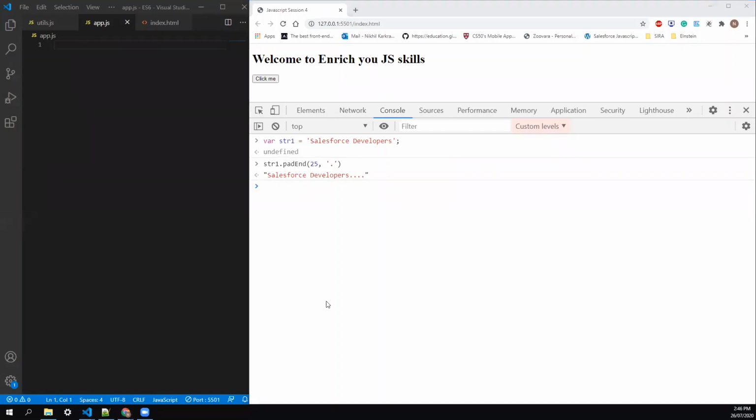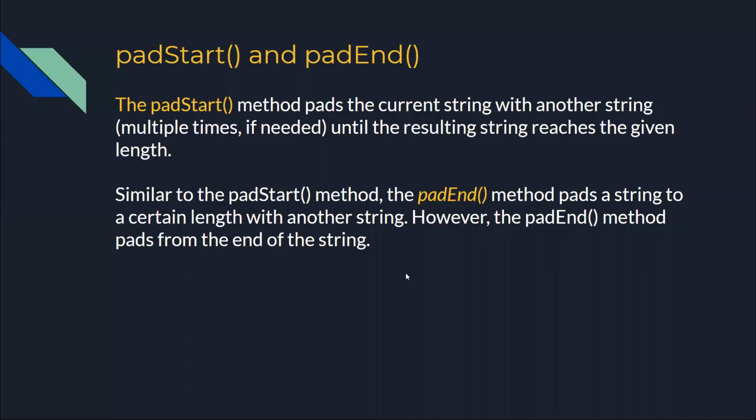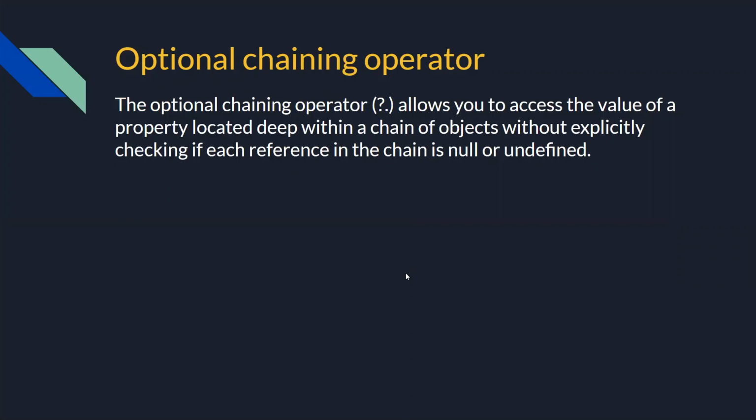So let's move on to our next topic, which is the optional chaining operator. The optional chaining operator allows you to access the value of a property located deep within a chain of objects without explicitly checking if each reference in the chain is null or undefined. Let's go and see what it means. It's very recently introduced, I guess in January 2020 only this operator got launched. And I'm not sure whether Salesforce supports this or not. So from the JavaScript point of view, we'll see how it works.